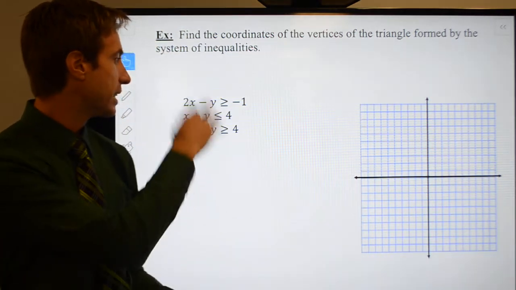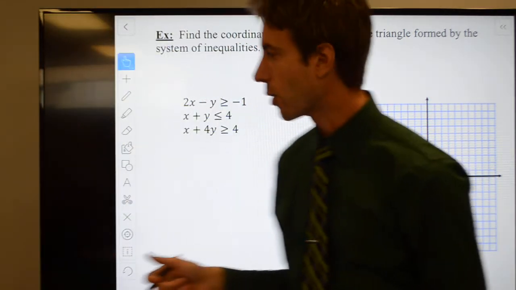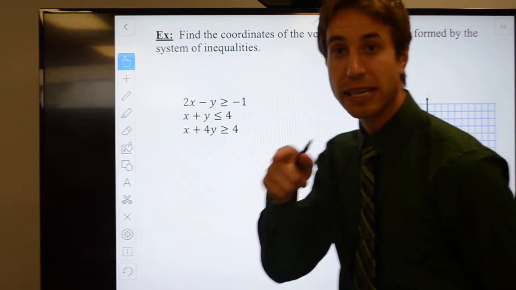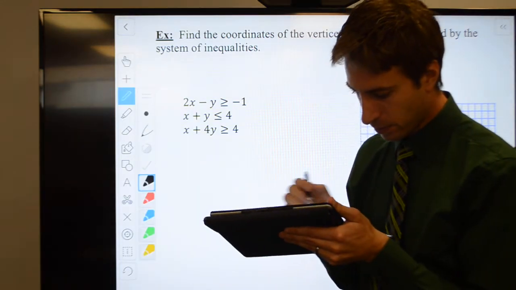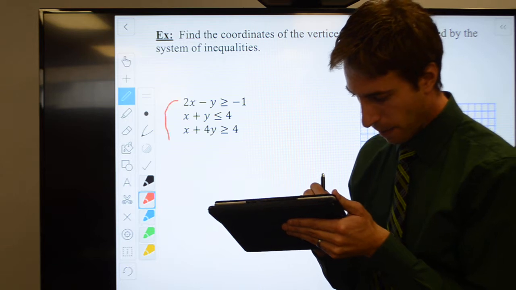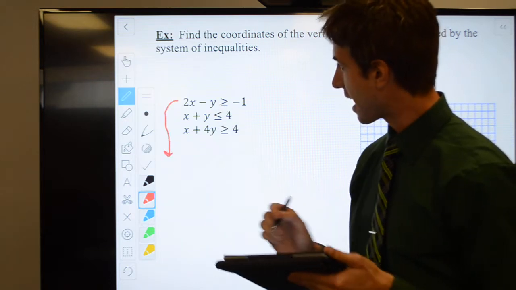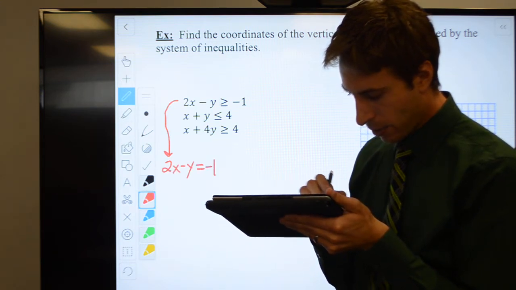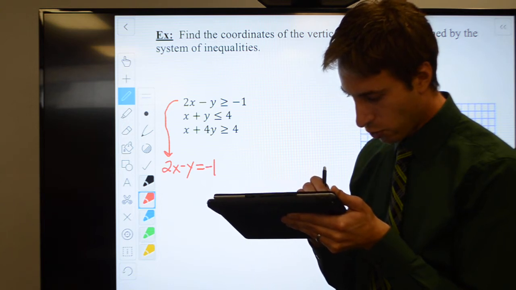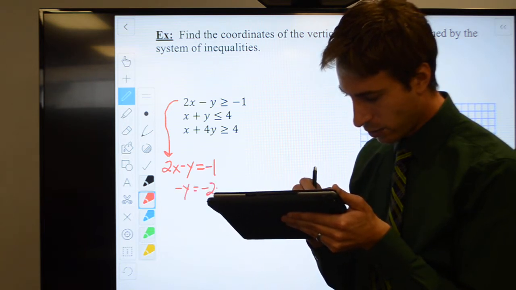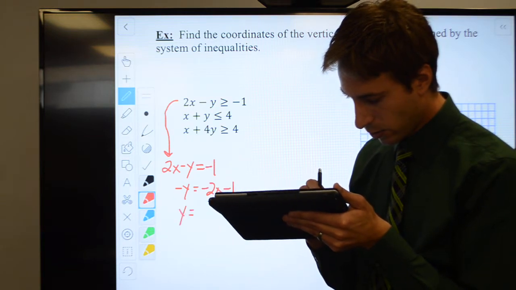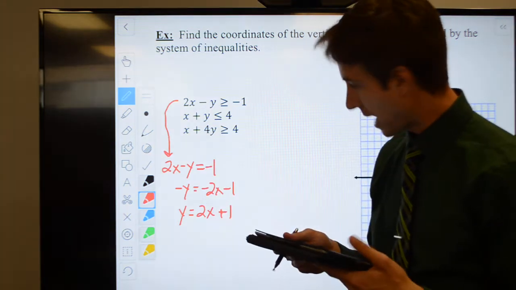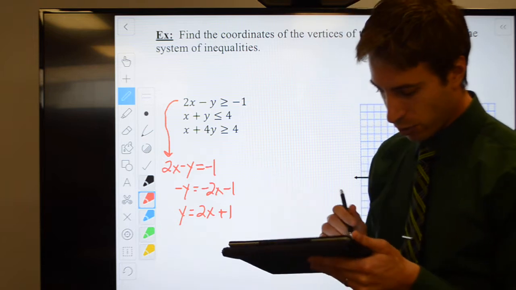Well, in order to figure that out, we need to go ahead and graph these guys. In order to graph them, I need the equations in slope-intercept form. So let's do that. Red. Let's do this one right here. In order to solve this for y, I will have 2x minus y is equal to negative 1. So minus y is equal to negative 2x minus 1. y is equal to 2x plus 1. Awesome, so that's the equation that we're going to go ahead and graph.